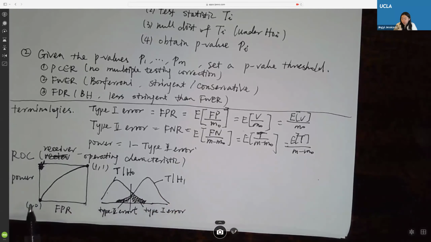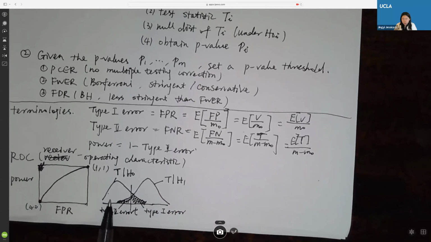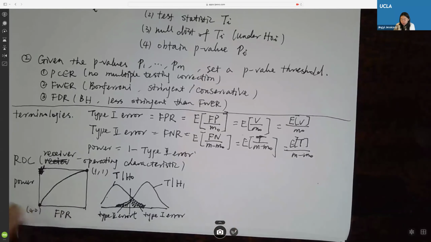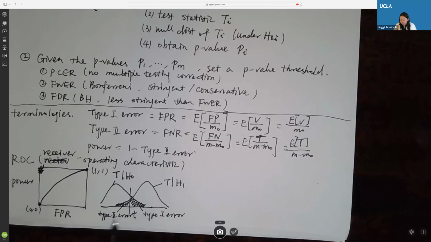So this ROC can be drawn as you vary your T. You can vary your T to be very small. In this case, your false positive rate will be high, but your power will be very high. And if you go to the other end, your false positive rate will be very low, but power will also be very low. So basically, by changing this T, you will be able to get this curve.